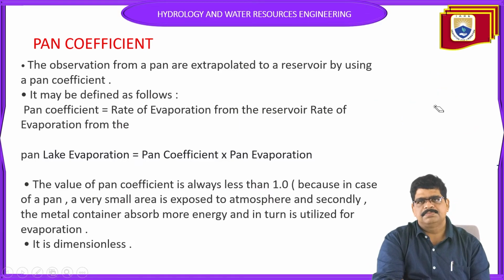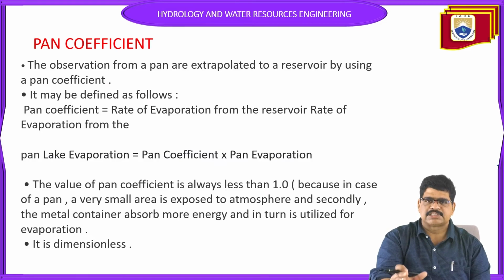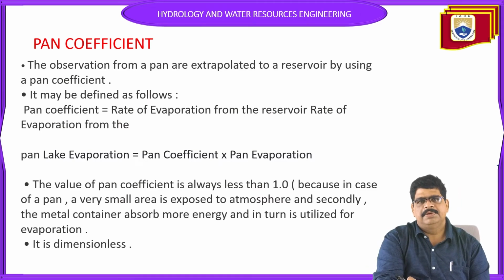So the pan coefficient may be modified as the rate of evaporation from the reservoir over the rate of evaporation from the pan. Lake evaporation is equal to pan coefficient times pan evaporation. So actually the pan coefficient is equal to lake evaporation divided by pan evaporation. This is the formula to calculate exactly how a small one can be extended to a total area, which will be known from the pan coefficient value.